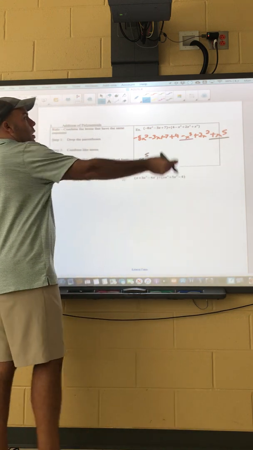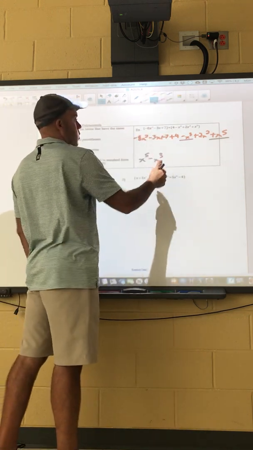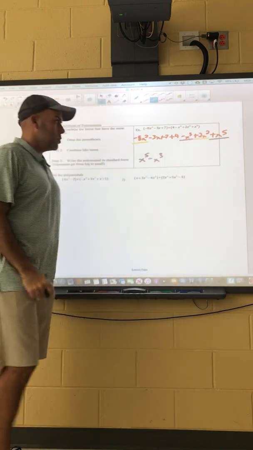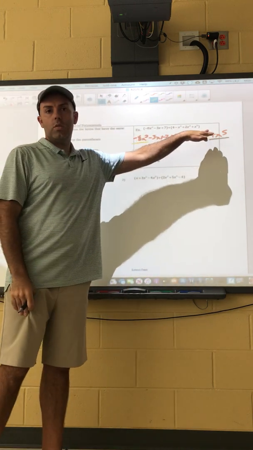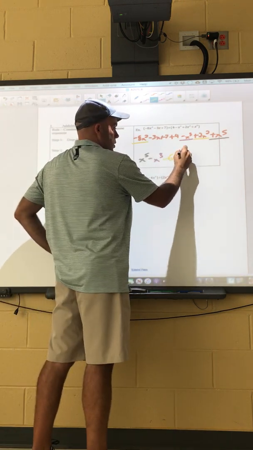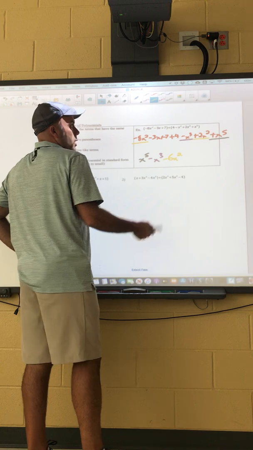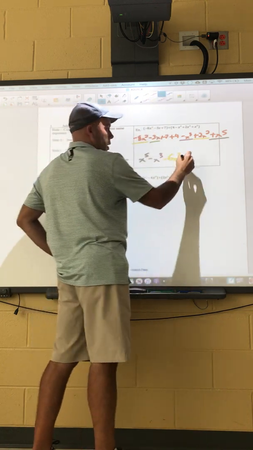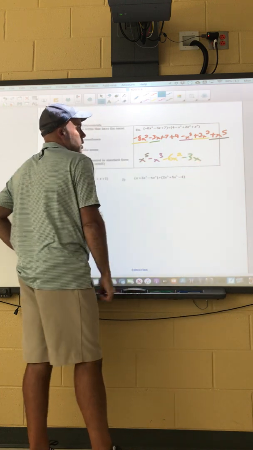Okay, now I'm going to look for my x squared. I do see more than one x squared. So I see negative 8x squared, and I see positive 2x squared. So I'm going to do negative 8 plus 2, which is negative 6. So I'm going to get negative 6x squared. Okay, next, I'm going to look for just my x term. Well, I see negative 3x. There's no other x term, so I bring it down.